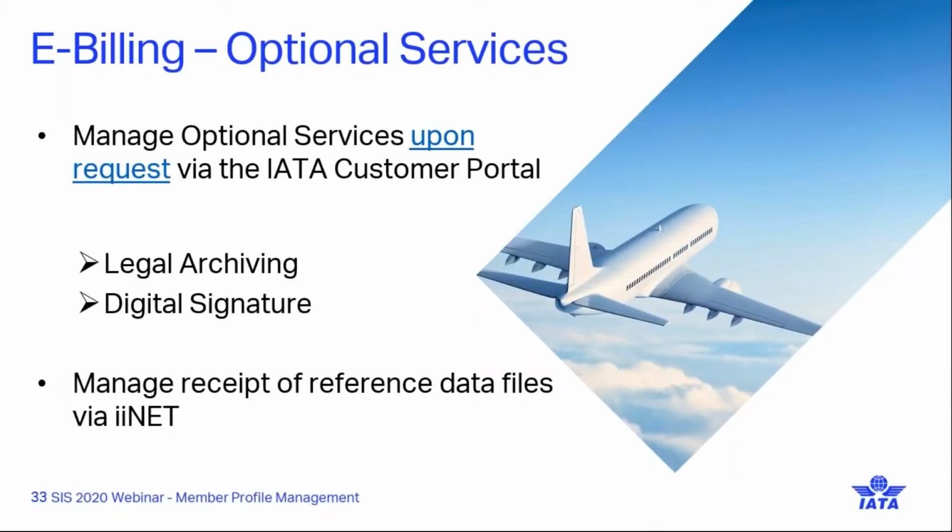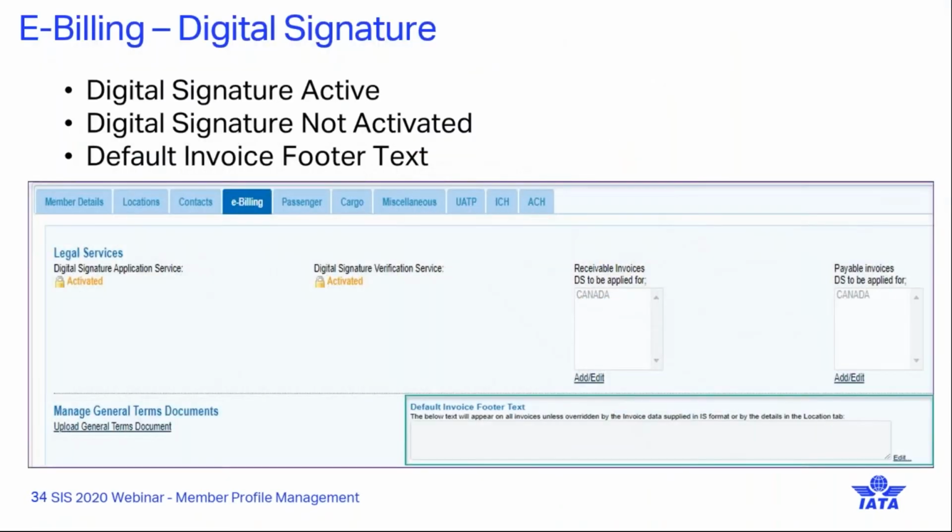The activation will be done upon a request of the form that you can send us via the IATA customer portal. Once we receive the form, we will activate, according to your request, the legal archiving for you and the digital signature that will appear in your invoices. You can also manage the receipt of reference data files via the specific IINet channels per billing category. Let's go into more details.